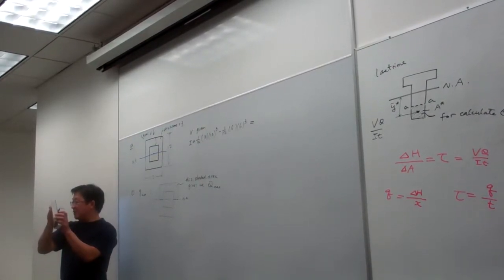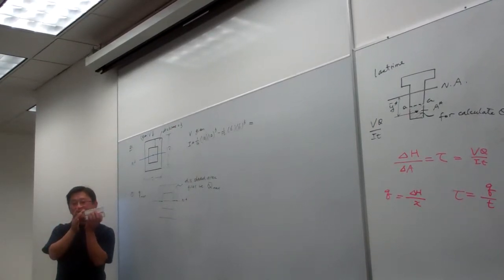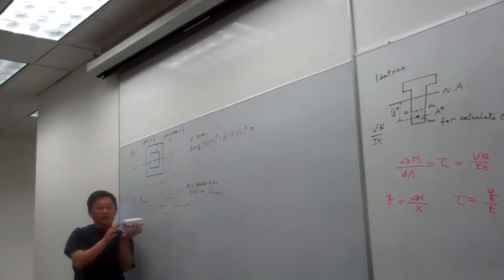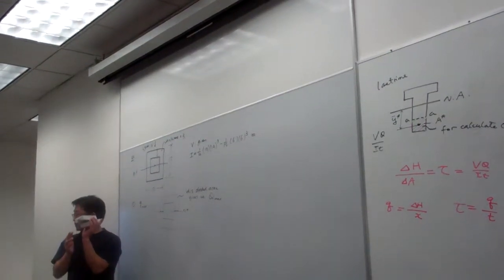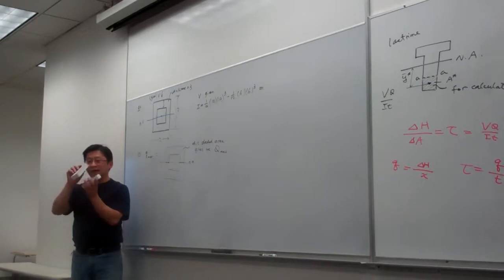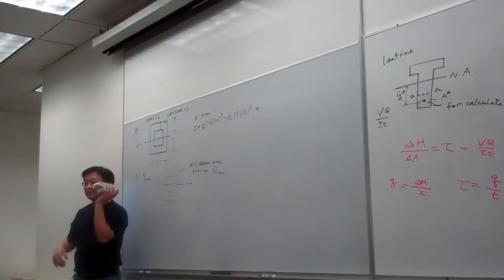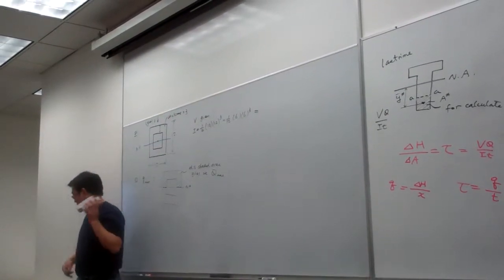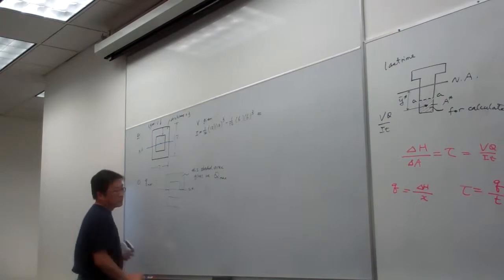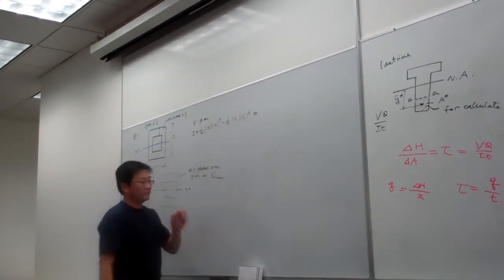That is where the maximum shear stress happens. The corresponding maximum Q is half of the cross section. Based upon the half of the cross section, we calculate Q. Are we okay? Any questions? Okay, we proceed. So for this case, do you want to maximize the area? Yes, okay.